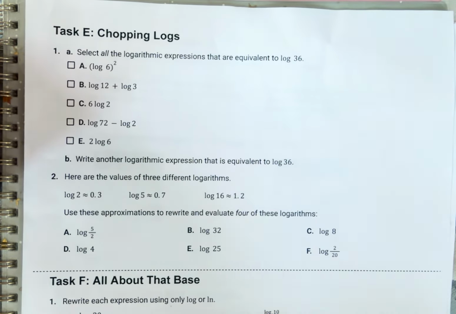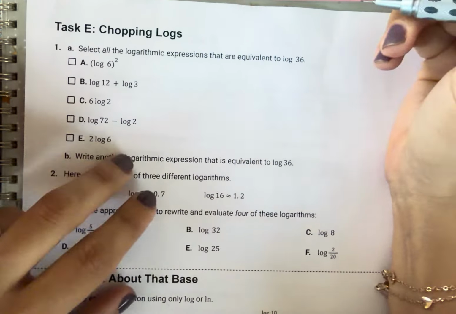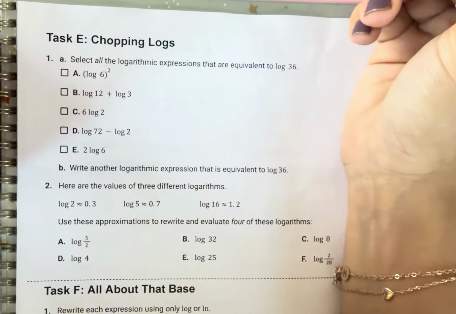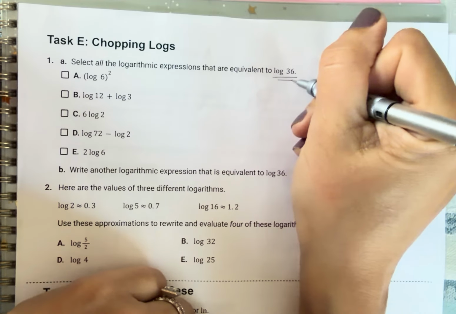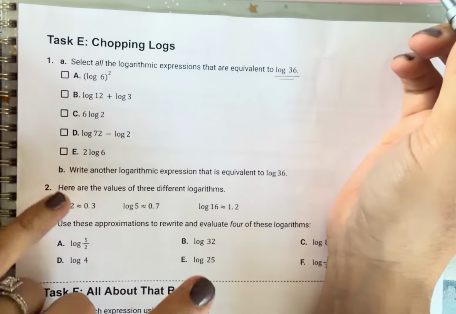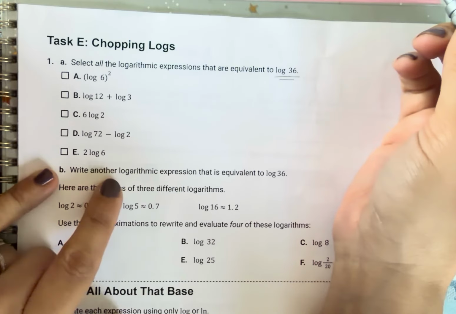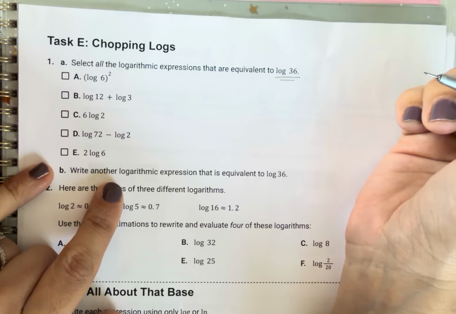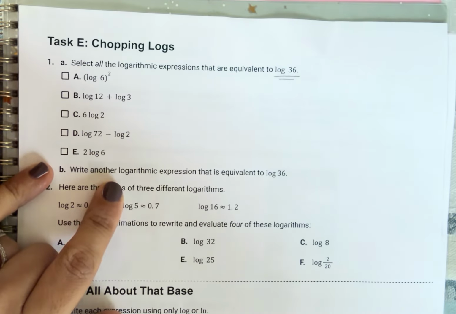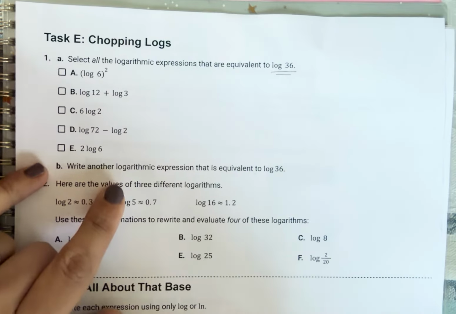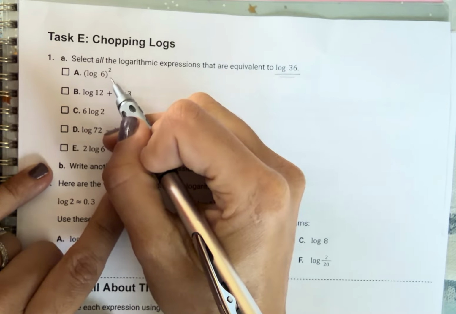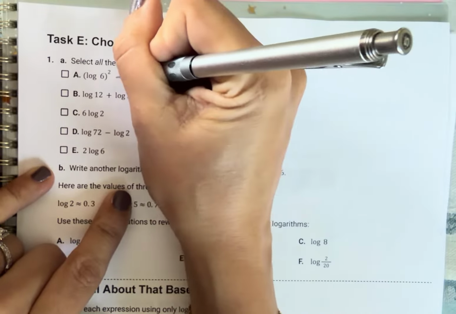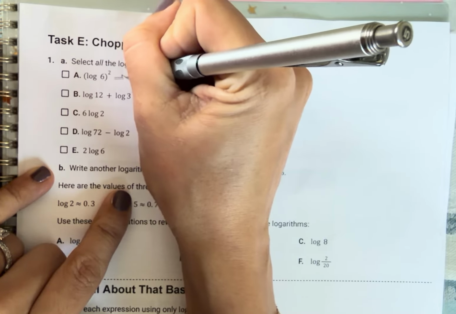All right, so now we are selecting all logarithmic expressions that are equivalent to log of 36. Okay, so let's see. I can already tell the good ones and the bad ones. Let's decide what's the best way to explain it. That first one, this one's a scam. All right, this one is a scam, you guys.